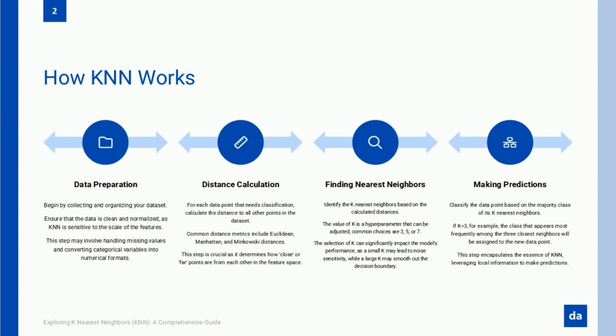Minkowski distance, a customizable distance metric that lets you mix and match different styles. Choosing the right distance matters because if the dataset has weirdly shaped clusters, the wrong metric can give you totally misleading results. Step 3, finding nearest neighbors.